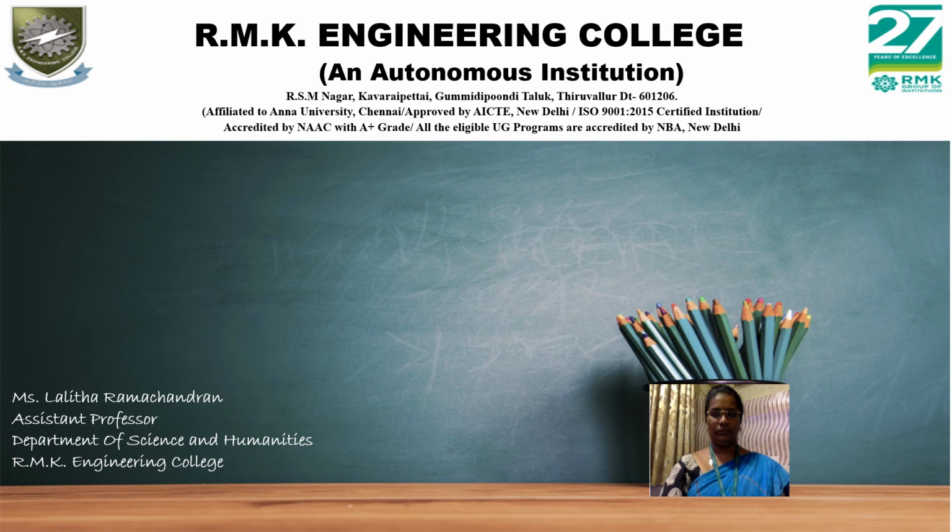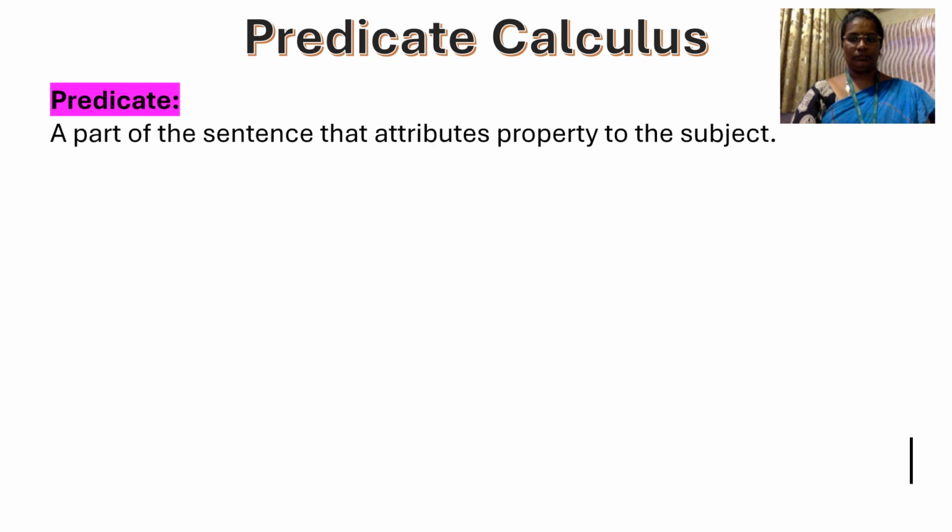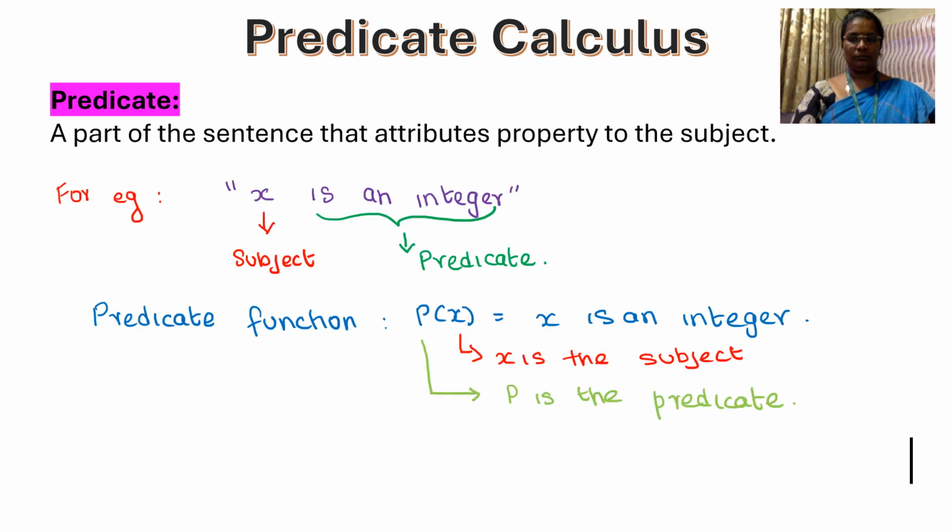In this session you will be looking into the concepts of predicate calculus. What basically is predicate calculus? Predicate calculus is a part of a declarative sentence that attributes a property to the subject. A part of the sentence that attributes property to the subject is actually known as a predicate.